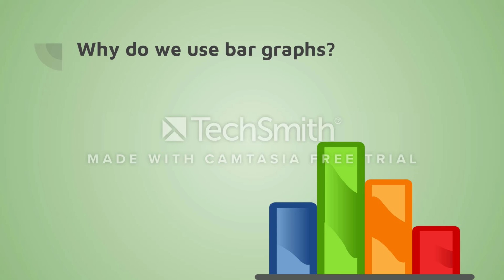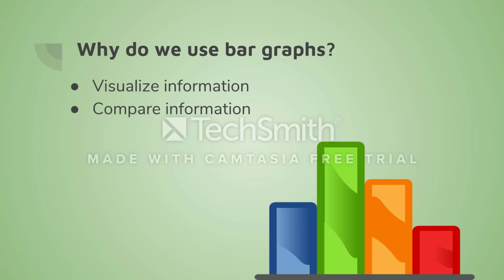So why do we use a bar graph? We use a bar graph to help us visualize information. We gain information from a survey, and then we put it out there in a bar graph so that we can easily see information about what the most common answer was or what the least popular answer was, and we can use it to compare information. So if I wanted to figure out if more people liked comedies or dramas, I could use a bar graph to help me see that.